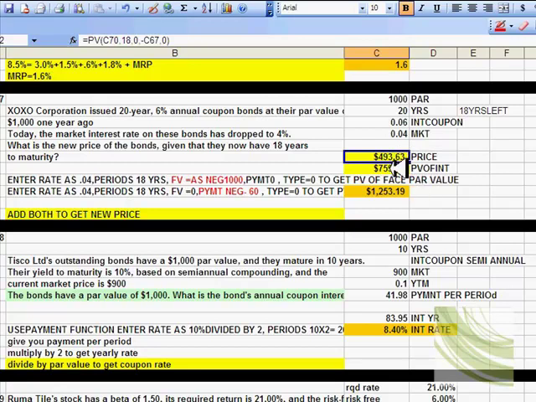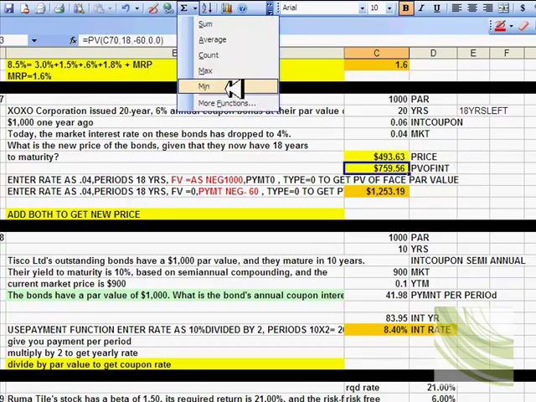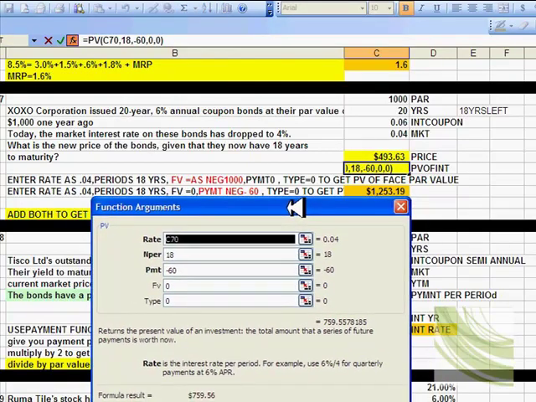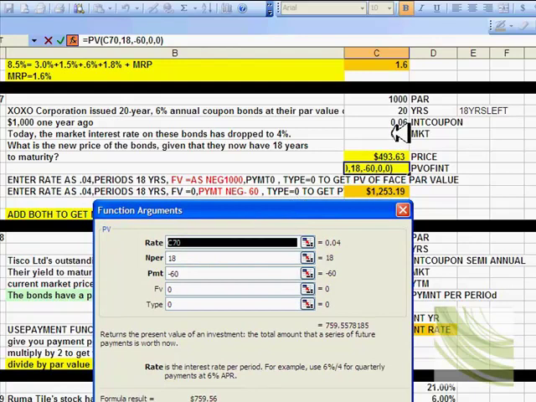Now you have to calculate the present value of the interest payments. We know it pays a 6% interest coupon. That means it pays $60 a year. So let's click on the present value function here again. So in the present value rate function, we have the rate is again 0.04. Periods are 18, but now the interest payment is $60, negative 60. Future value is 0, type is 0, say OK.